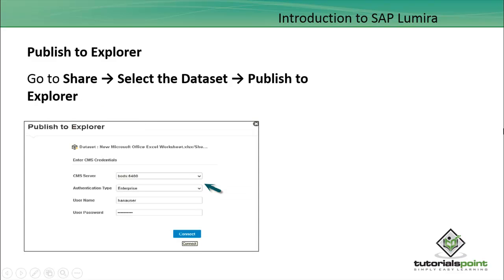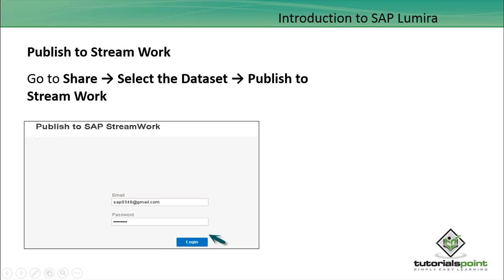Then how you will publish to Explorer. So you will go to the Share tab, select the data set, and you will publish to the Explorer. And here you have to enter your business objects detail like your CMS server name, your authentication type, username, and the password. Then you can also publish the data sets to the SAP Streamwork.